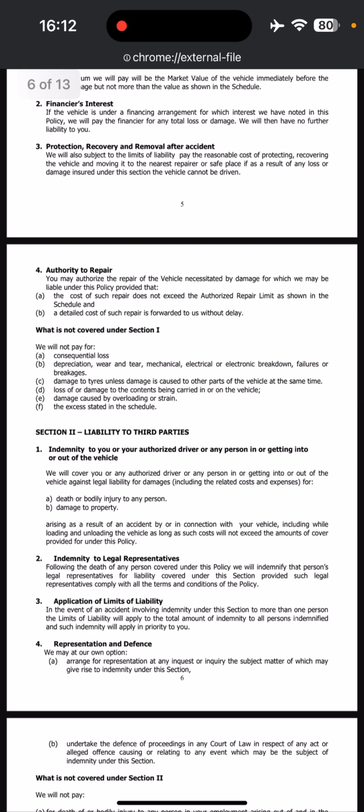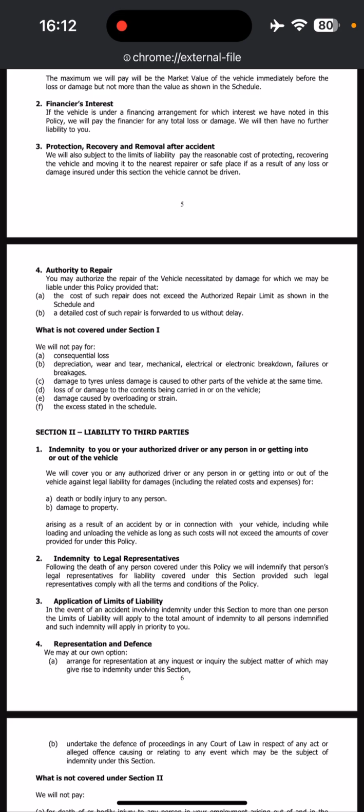And then number 4, what is covered is authority to repair. This simply means that you may authorize the repair of the vehicle necessitated by damage for which we may be liable under this policy, provided that the cost of such repairs does not exceed the authorized repair limit as shown in the schedule. They normally cap it at maybe 30 or 50 or 75 or 100, depending on how you negotiate at the onset, at the quotation stage when taking your insurance cover.